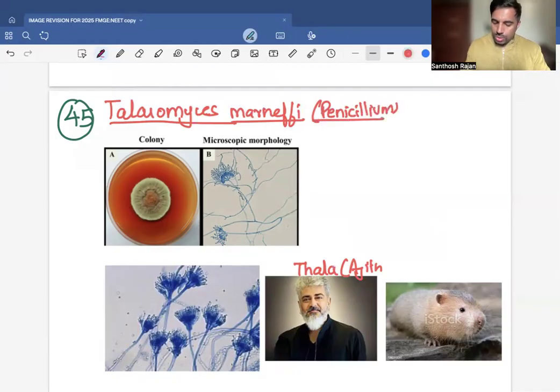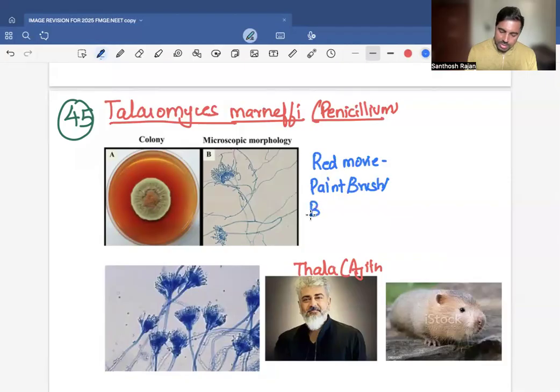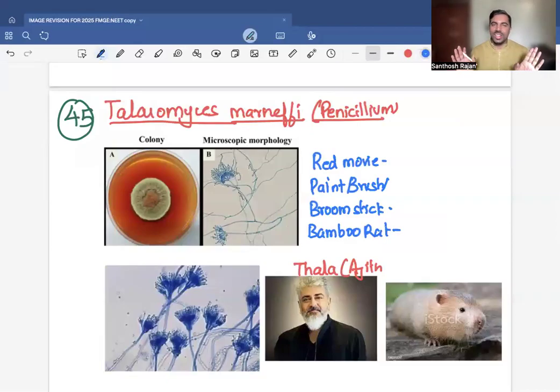So what do you have to remember? Thala's movie was the reason I put this picture. The movie was Red. It was not a good movie, it was a flop, but a red movie. And the other one is that he likes painting. So paintbrush or broomstick. First of all, he likes painting, and he helps his wife. With the broomstick he cleans his house. But sometimes when a bamboo rat enters inside, he nicely gives it one on the back. So that also will become red color. You can remember it like that.